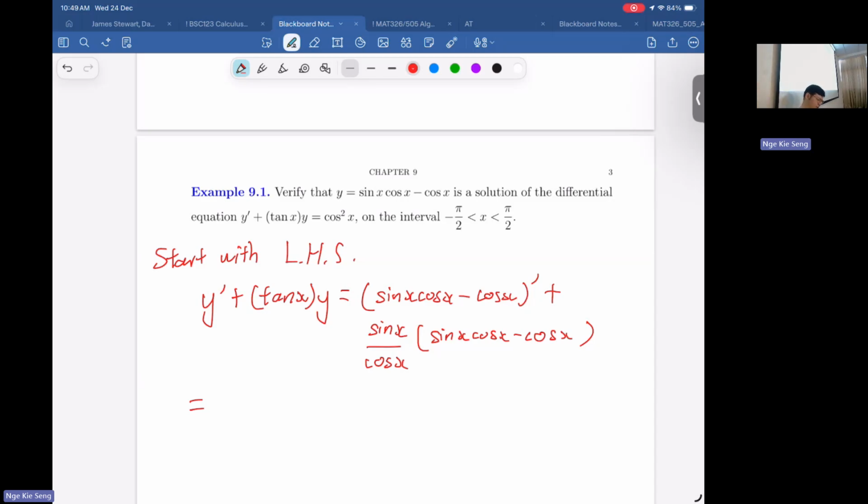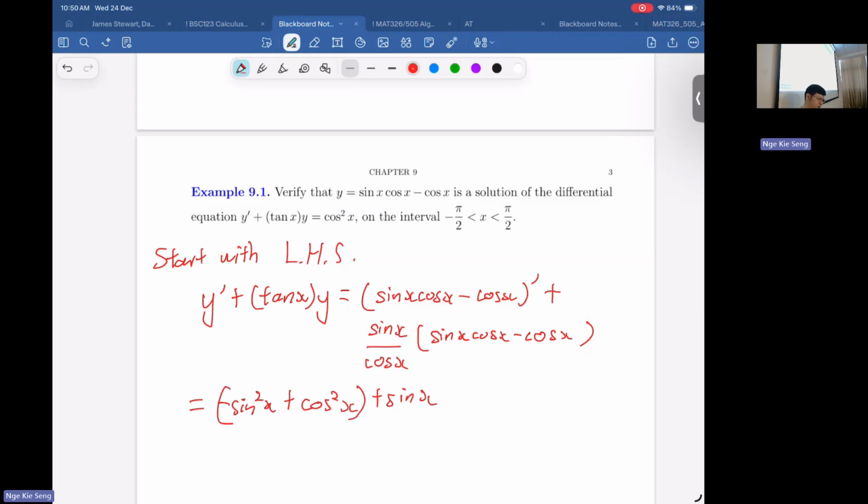It's linear, so you can take the derivative of sine x cos x and cos x separately. But to differentiate sine x times cos x, you need the product rule. So what do you get here? Do you get minus sine square x plus cos square x here? And then the other term you get sine x.